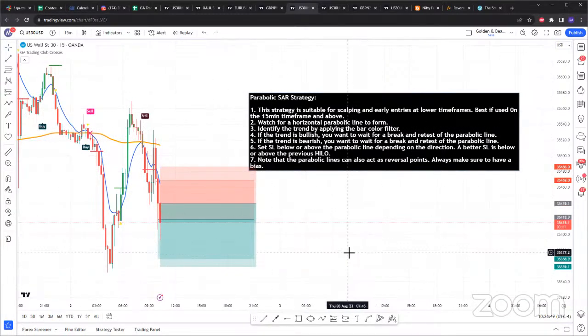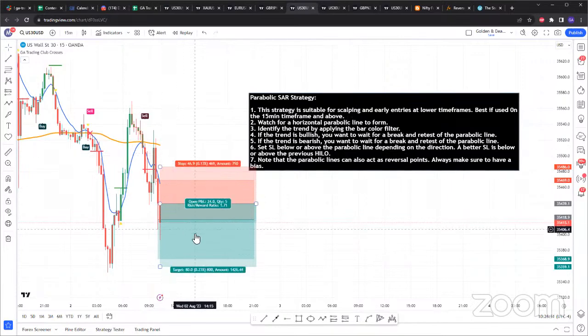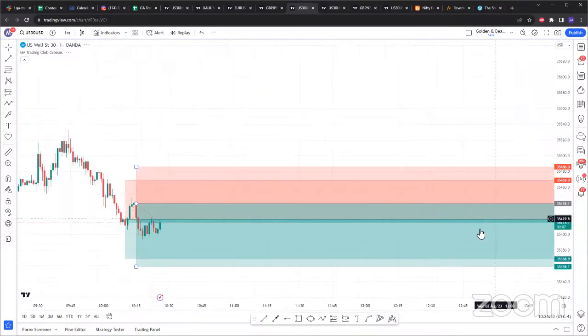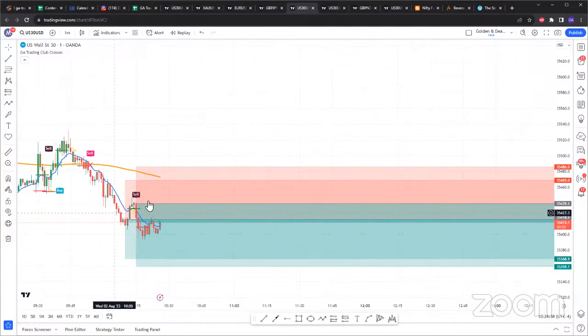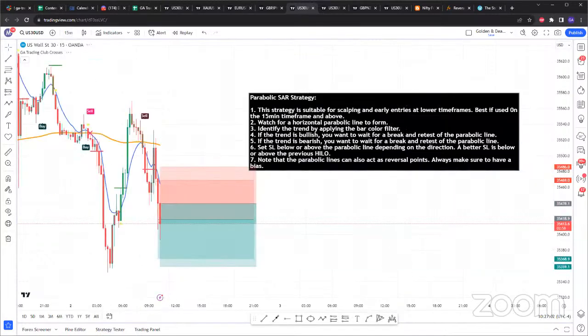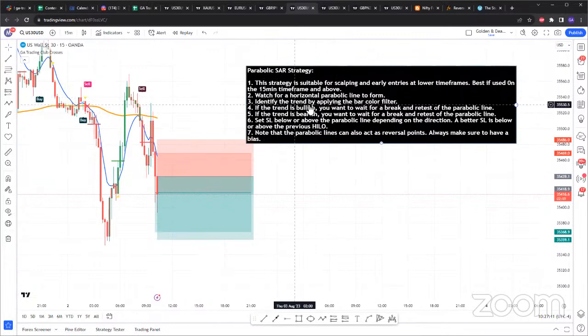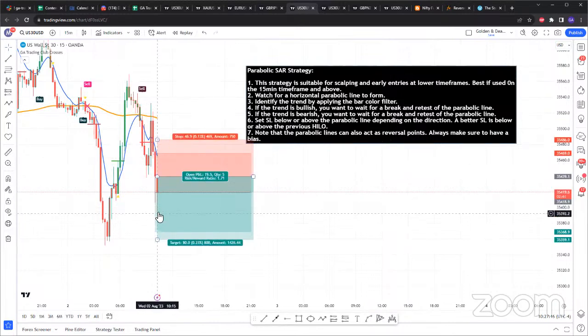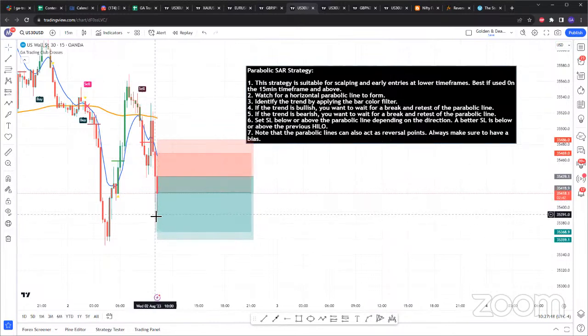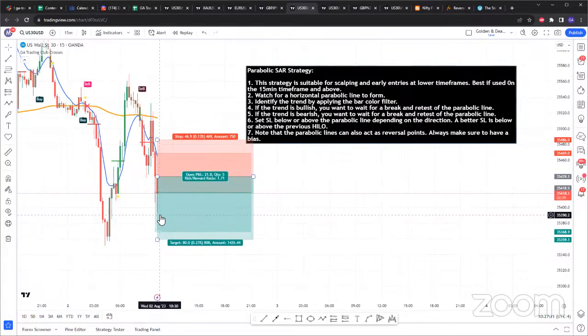Sometimes if you're on the charts, the parabol will form in real time. So here we go on the 1 minute. For those of you who trade on the 1 minute, we can probably expect a parabol to form at some point in real time. I'm not sure if we're going to get it, but I don't want to waste time. Sometimes they form in real time, sometimes you'll find that they have already formed. If they have already formed, identify the trend by applying the bar color filter.